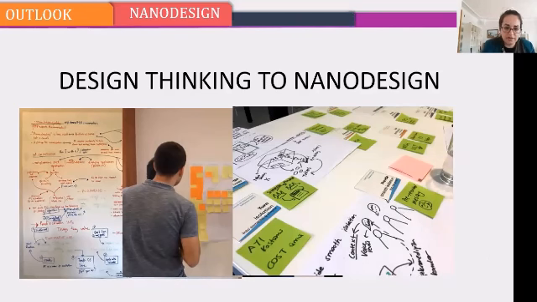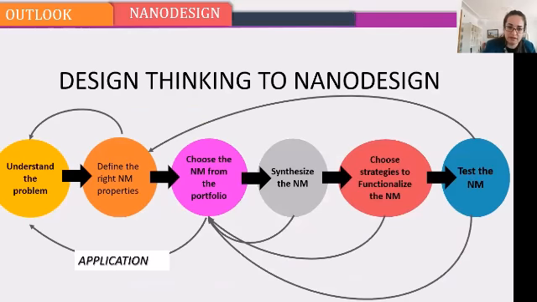So I changed that figure into nanomaterial science. How can I apply this design thinking to nano design? Mainly the talk is going to be about that. I changed the path a little bit: understand the problem, define the right properties, choose the nanomaterial from the portfolio, synthesize the nanomaterials, choose the strategies to functionalize the nanomaterial, and test the nanomaterial. This is the path for nano design.